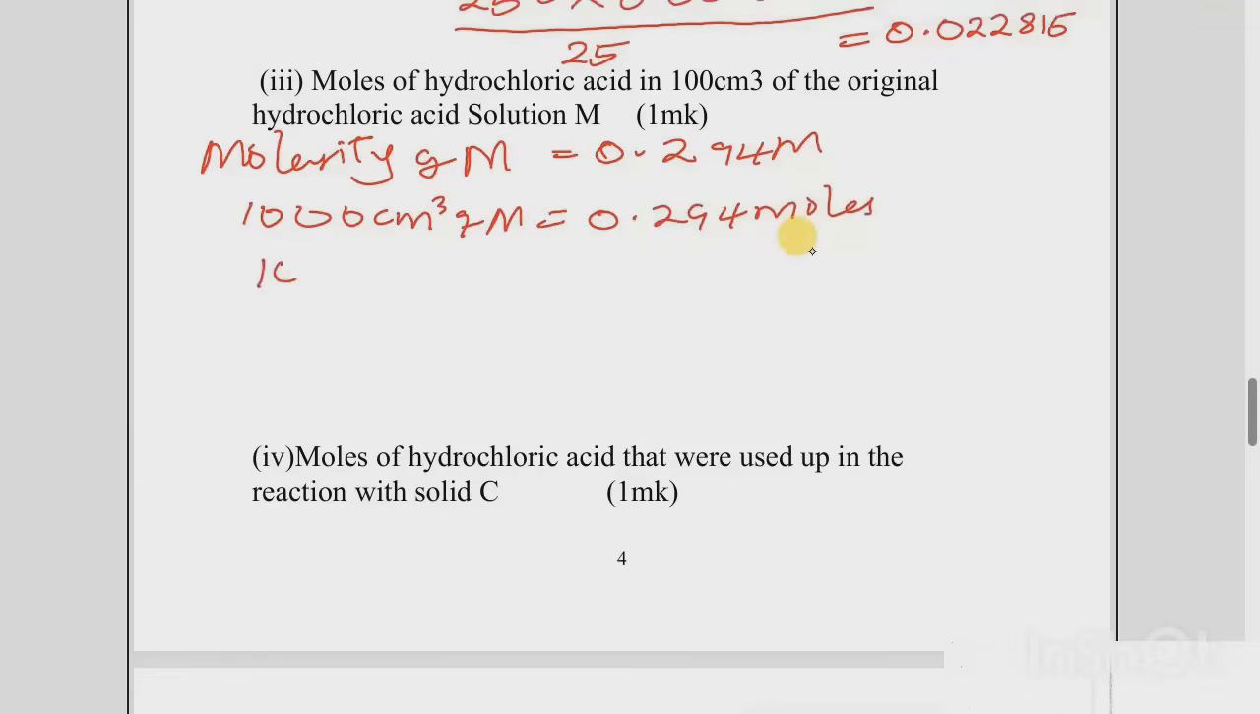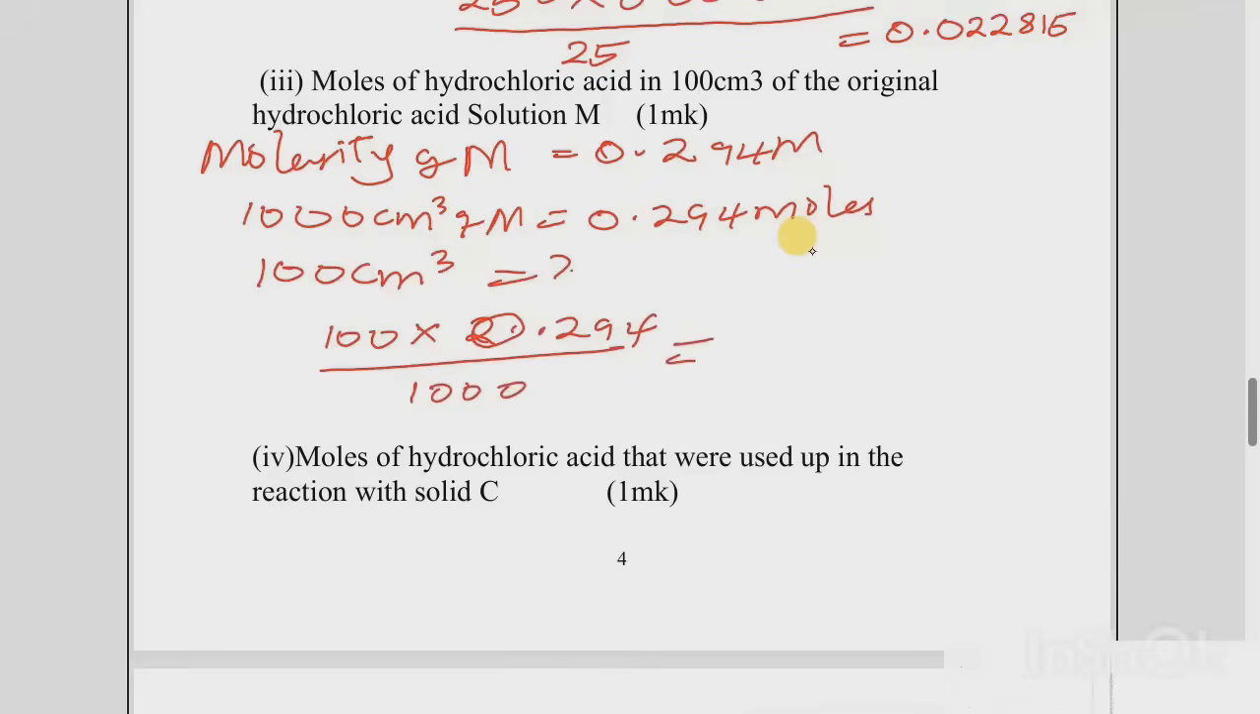So we will find out 100 centimeters cube will contain how many? So 100 times 0.294, we divide by 1,000, and we get our number of moles in the original 100 was 0.0294 moles. So this is the number of moles in 100 centimeters cube of the original that was used.